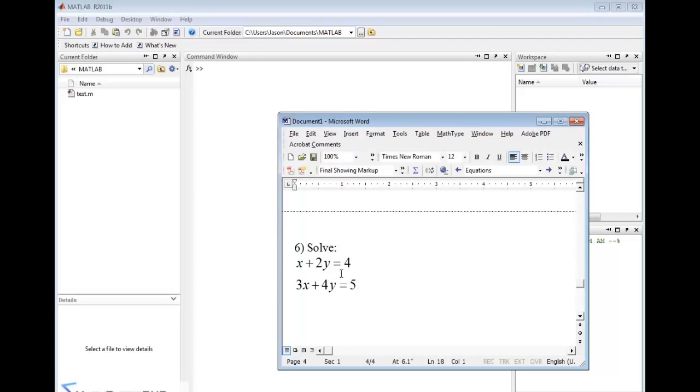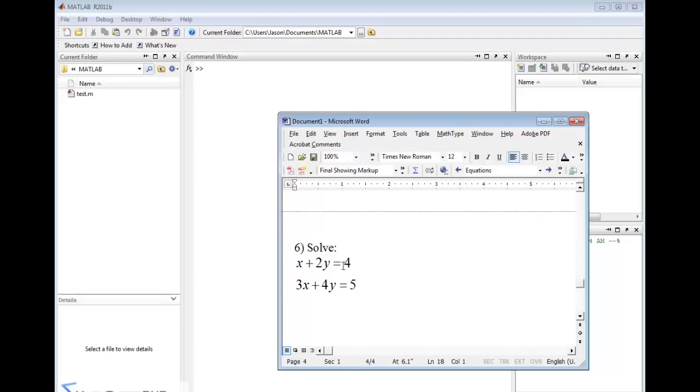x plus 2y is equal to 4, and 3x plus 4y is equal to 5. By hand, you could do lots of things. You could substitute in and solve the variables. You could graph these and figure out where they intersect. You could do addition techniques. You can do lots of different things to actually solve this.